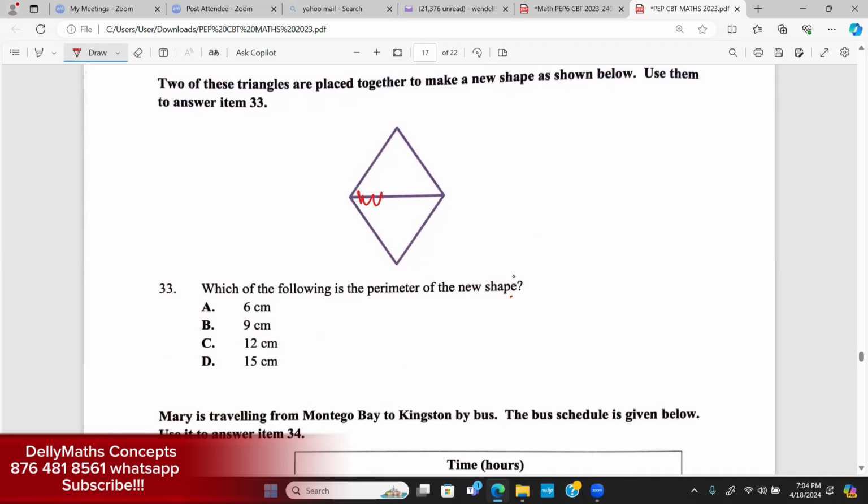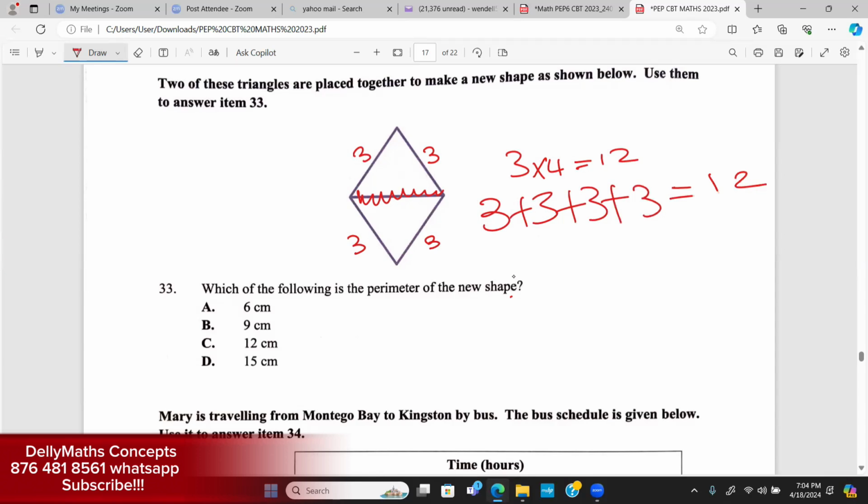Remember, perimeter does not deal with the inside shape, so we're going along the edge, going along the edge. So that is 3 times 4, 12, or you could have said 3 plus 3 plus 3 plus 3. You're going to get 12. So be careful not to add the inside things, because perimeter deals with the distance along the boundary.